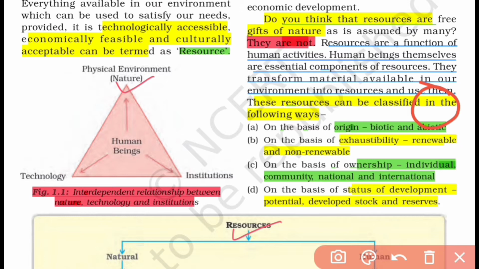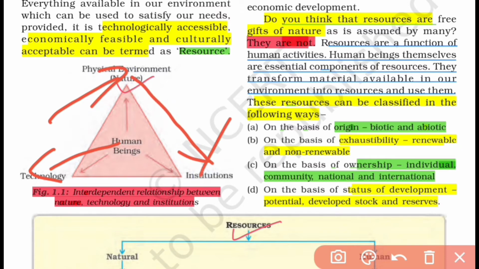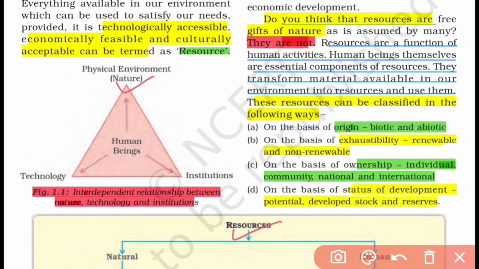Now, look at this diagram. Name of the diagram: interdependent relationship between nature, technology, and institutions. Now look at the diagram. Human beings are at the center. Now they, with the help of technology, extract the minerals from environment and send it to the industries. And in the industries, these materials are further processed and developed.